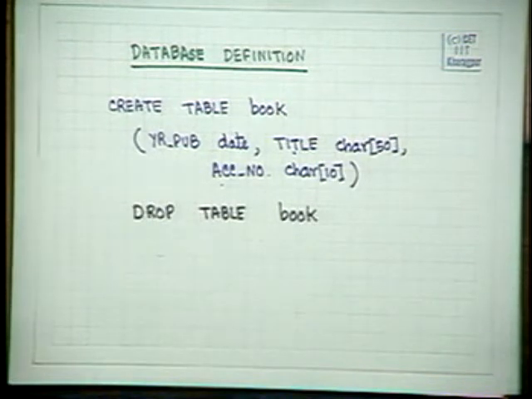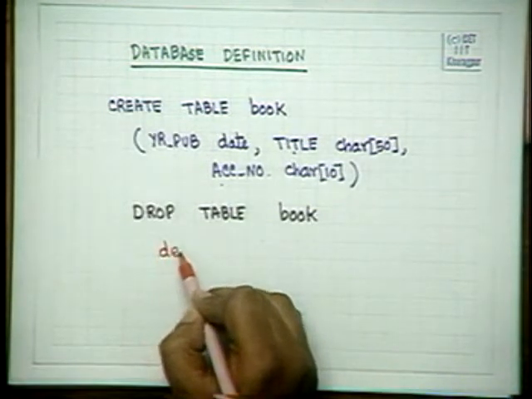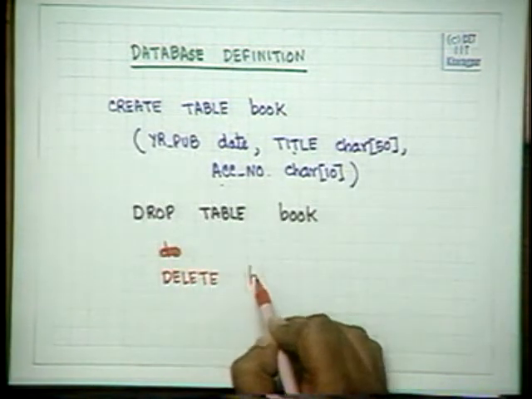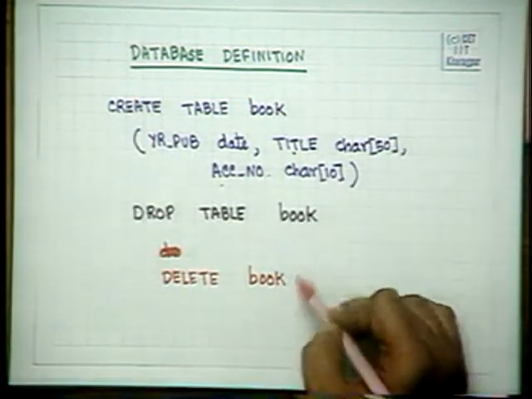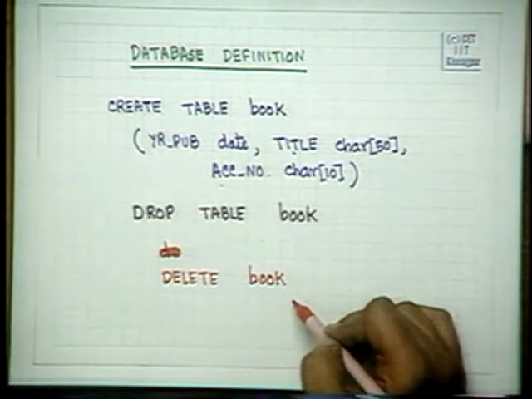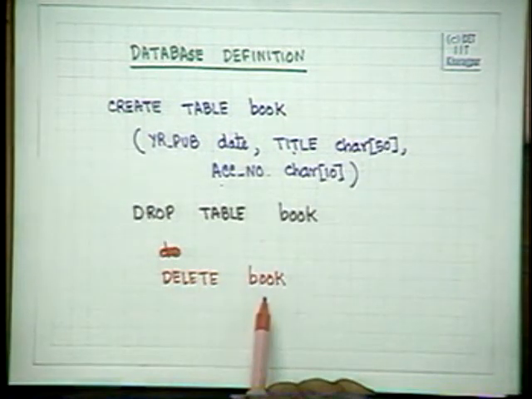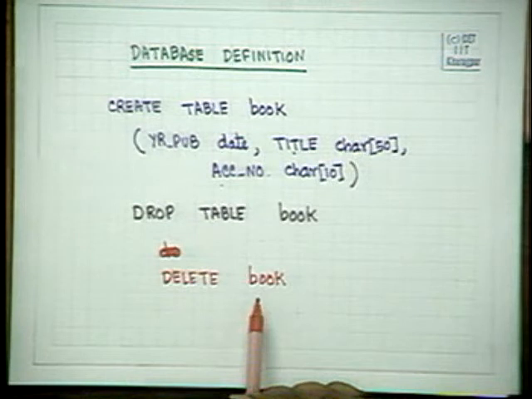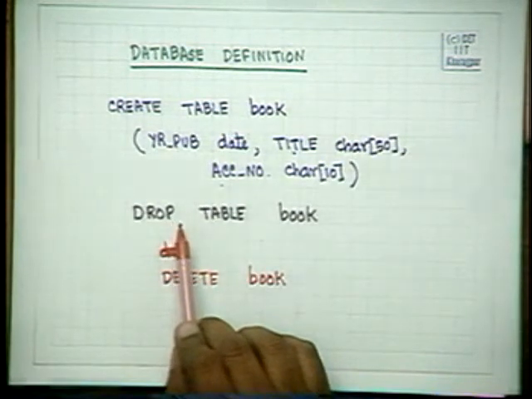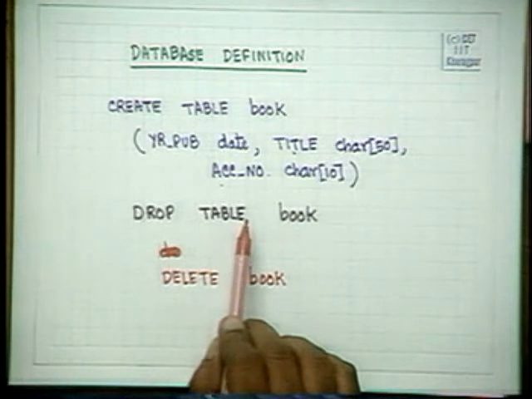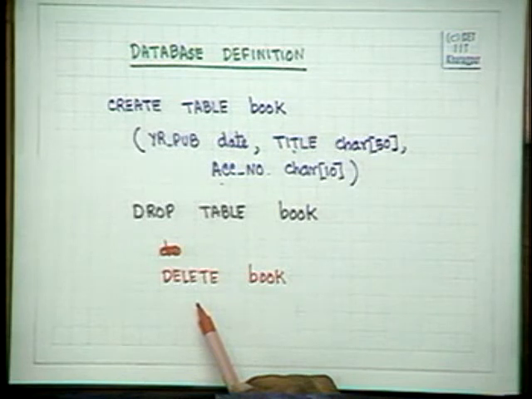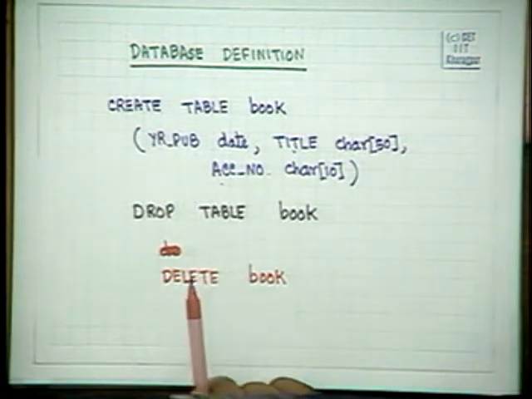There is a difference between these two. The difference between these two is that this will delete all the tuples but retain the structure. It will retain an empty relation. This will not only destroy all the tuples, it will destroy the structure itself. That relation will not exist. Here the relation will exist, but the relation will be empty. And here the relation itself will be destroyed.